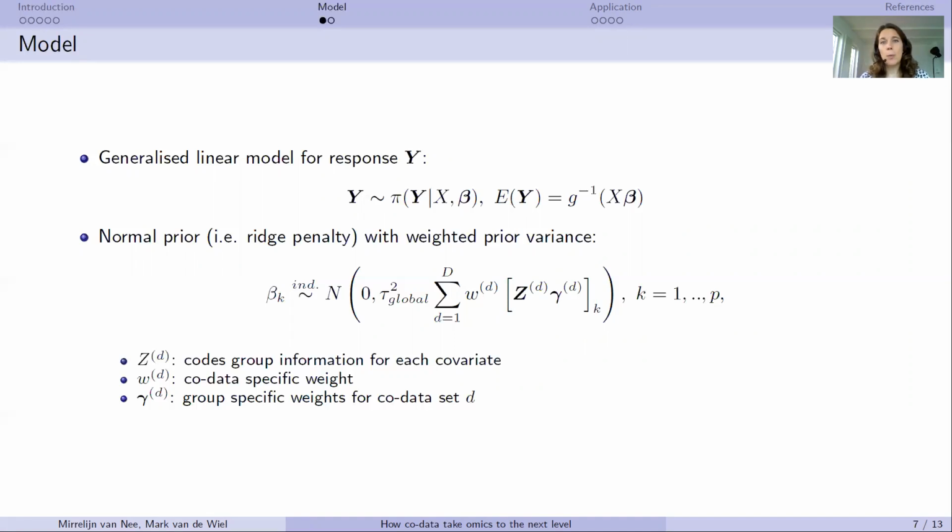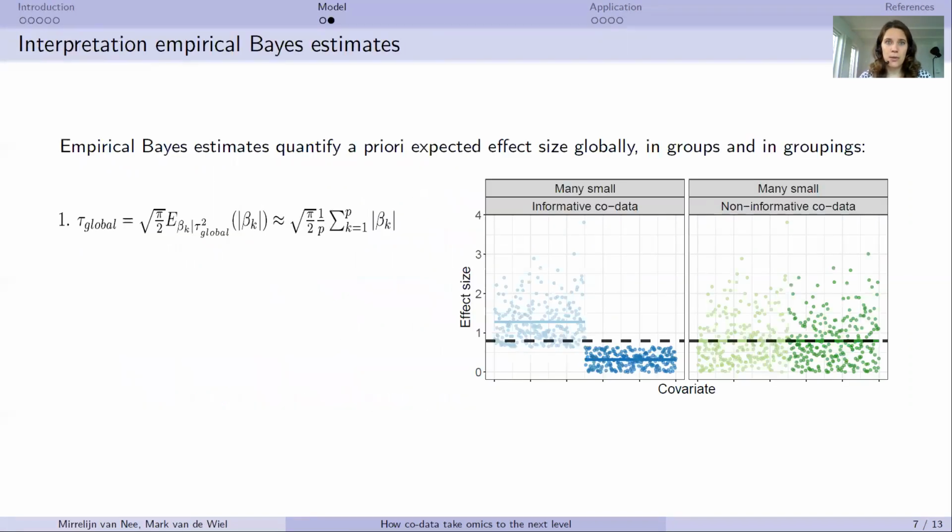We use empirical Bayes-based techniques to estimate the prior parameters, so tau global, W, and gamma. And because we have this normal prior, we have a nice interpretation of these prior estimates. So let's take a look at that. The estimates quantify the a priori expected effect size globally, in groups, and in groupings.